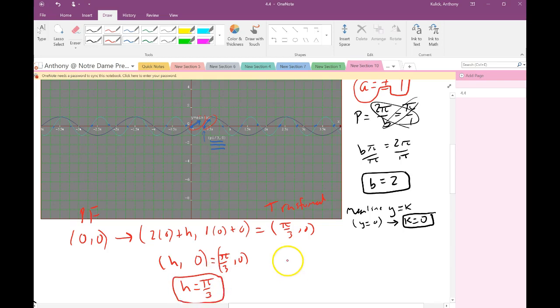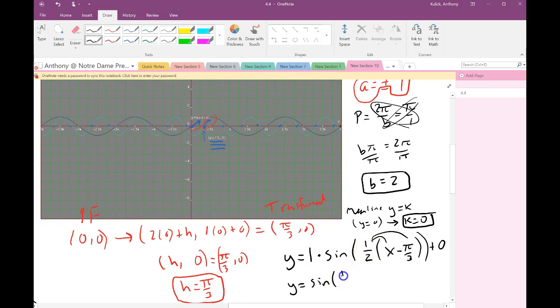And now I have everything I need to write my final answer. So y equals a times sine 1 over b x minus h plus 0. And I know that 1 times anything is just that thing. And if I wanted to, I guess I could distribute this through. And then if I add 0, nothing happens. So here is my final answer.